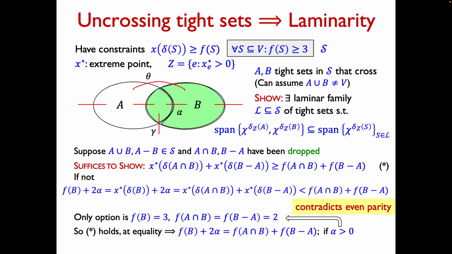Okay, and that's the entire proof. So we showed that we can uncross these tight cut constraints even when we are restricting to only include the constraints whose f value is at least 3. That implies we can get a laminar family. I didn't show the simple counting argument for why that implies an integral edge, but that's fairly straightforward.